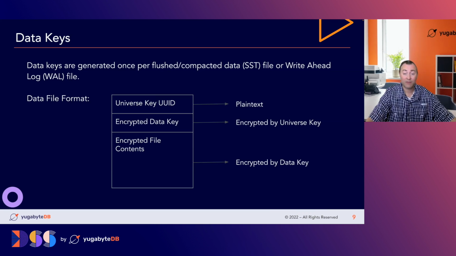In this slide, I have a visualization of the format of an actual data file, which stores YugabyteDB table data. The data key is stored in the header of the data file encrypted using the universe key. Since YugabyteDB supports universe key rotation, we have to ensure we have a pointer to the correct universe key used to encrypt the data file, which is why we store the universe key UUID along with the data key. More on rotations in a subsequent section of this presentation.